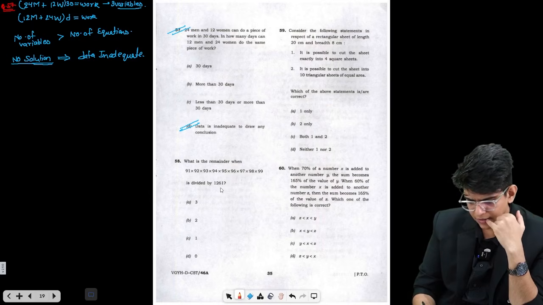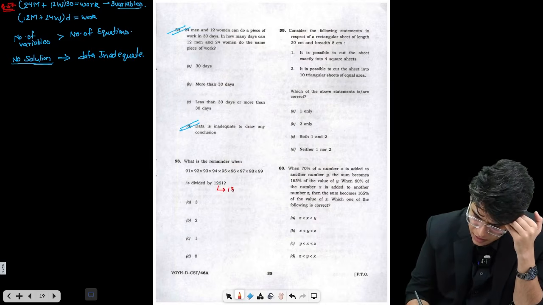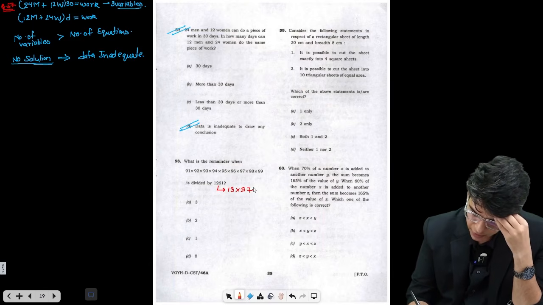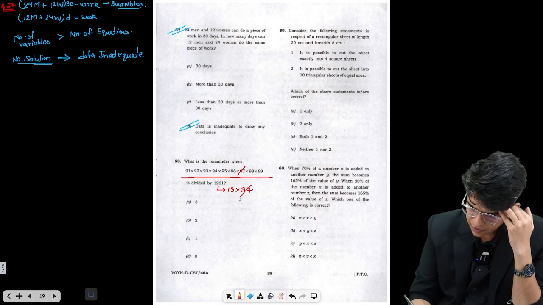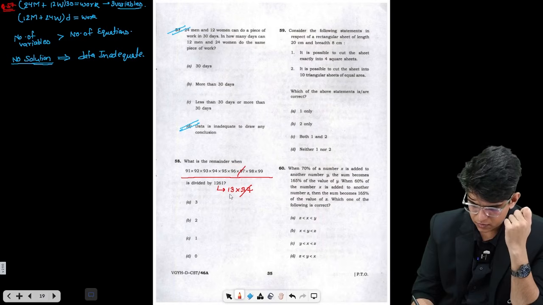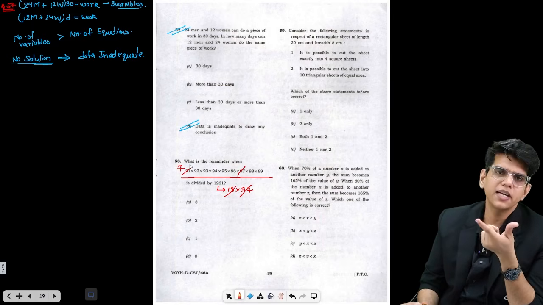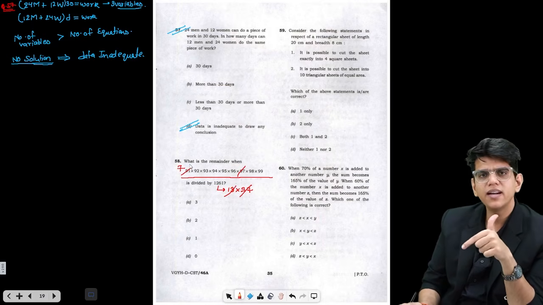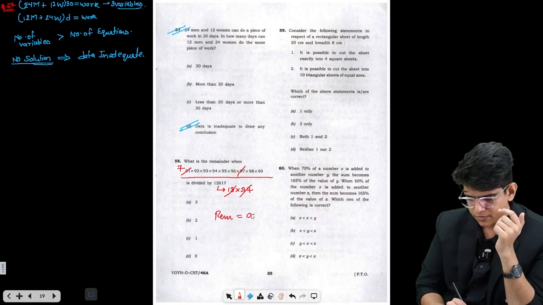13 9s are 117, 91. So this is divisible by 13. Basically, it is nothing but 13 into 9 is 7. Now, whenever you are dividing this complete multiplication by 13 into 97, 97 is divided by this, and 13 sevens are 91. So the multiplication is completely divisible by 1261. So the remainder is 0.